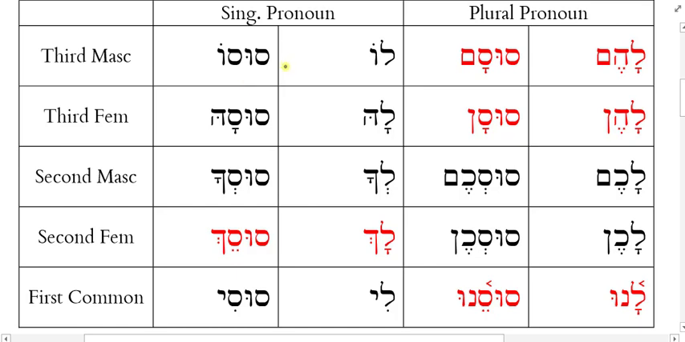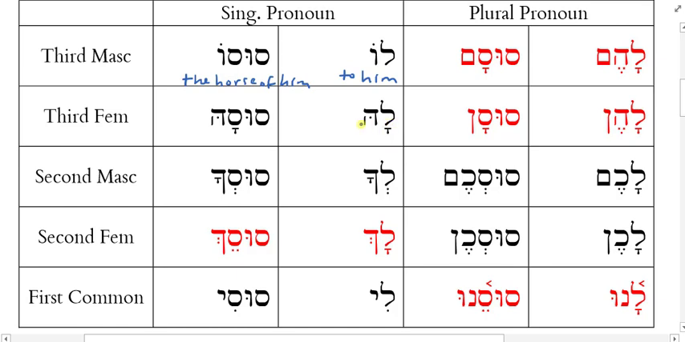So let's take a look at these. The lamed preposition can attach to a third masculine singular pronoun, holem vav, lo, and that means to him. The noun horse can attach to the same pronoun, and that would be the horse of him. Same pronoun. So lo and sus becomes suso, the horse of him, or his horse. You see how those pronouns are identical to each other.